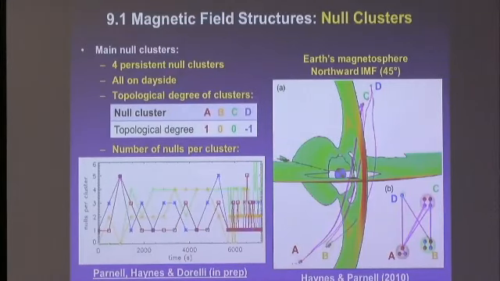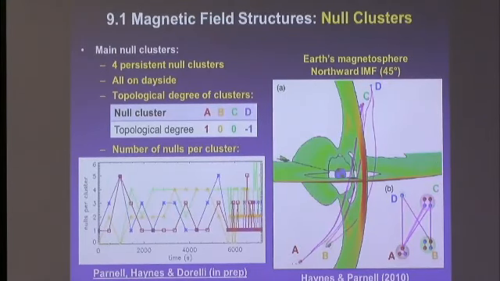So what do we find? Well, in terms of the null clusters, we get 4 persistent null clusters. Most people would imagine you just have 2, associated with, well, group A down here, which has a topological degree of 1, which means it has a negative null point at the bottom here, and D has a topological degree of -1, which means it has a positive null point.